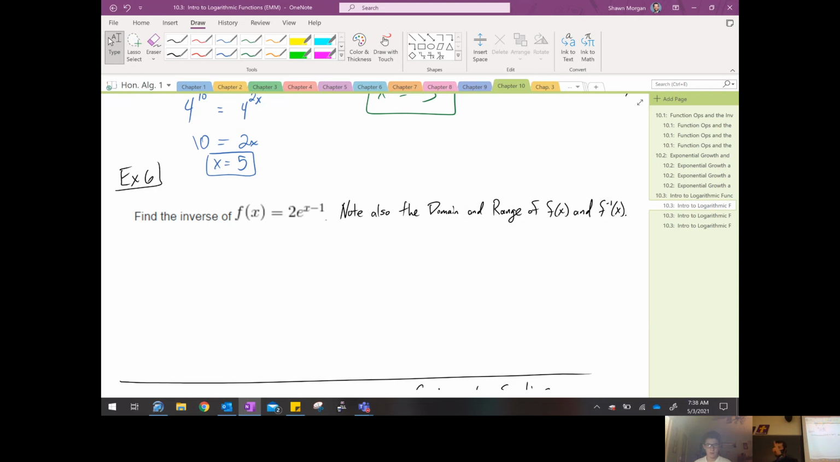Notice my hands. What am I doing? 2 steps. And then solve for y. Good. So remember, if you have forgotten, it's switch x and y, solve for the new y.